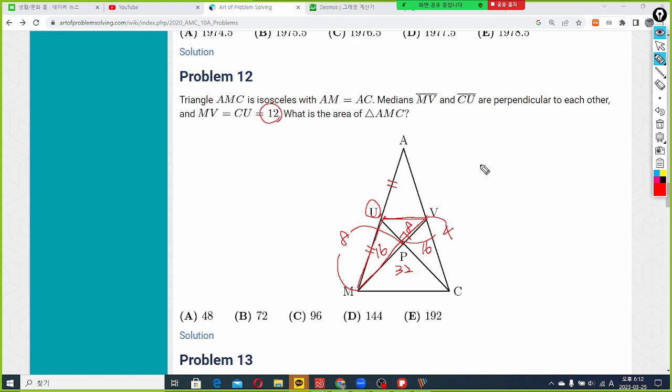So 16 plus 8 is 24. Yep, 24 now. What's the total area? 96. Yep, C is the answer.